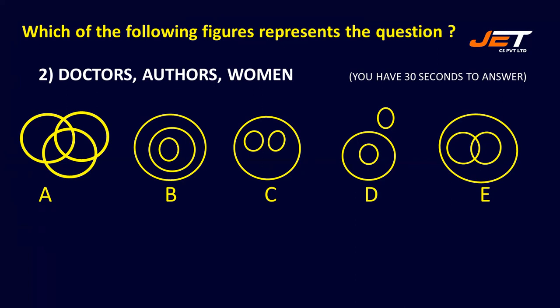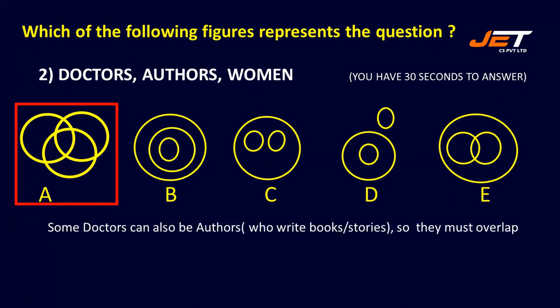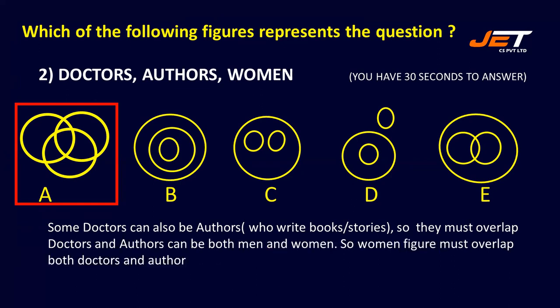Doctors, authors, and women. Five options are given, and we need to choose the correct option. The correct option is none other than A. Let's see how. Some doctors can also be authors. Authors here means those who write books or stories. So they must overlap. Doctors and authors can be both men and women, so the women figure must overlap both doctors and authors.